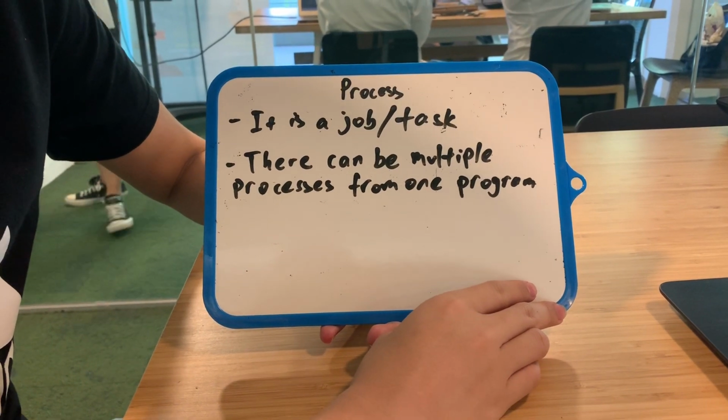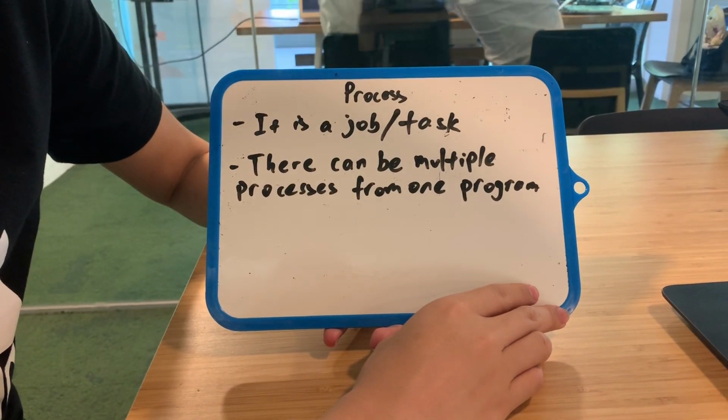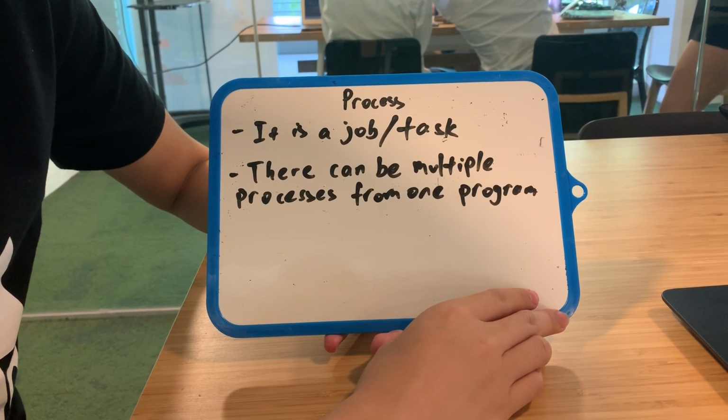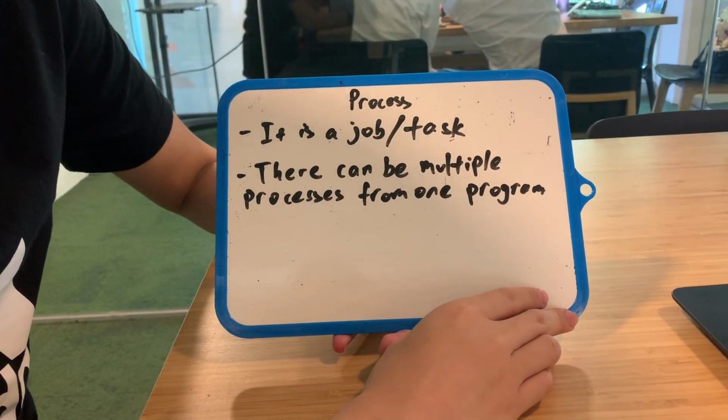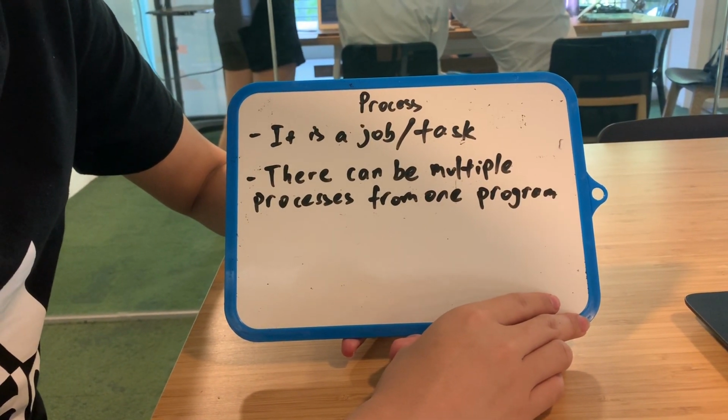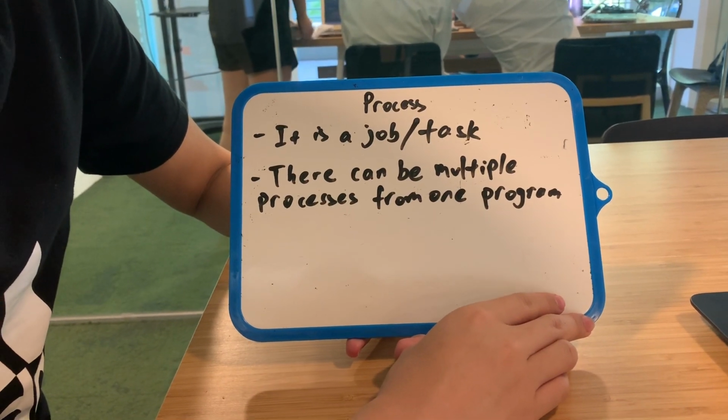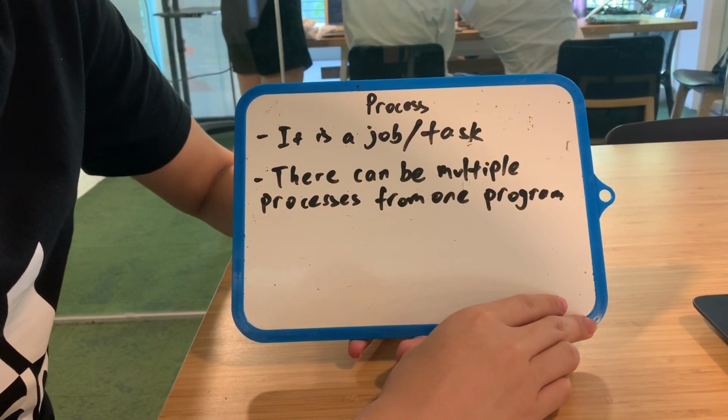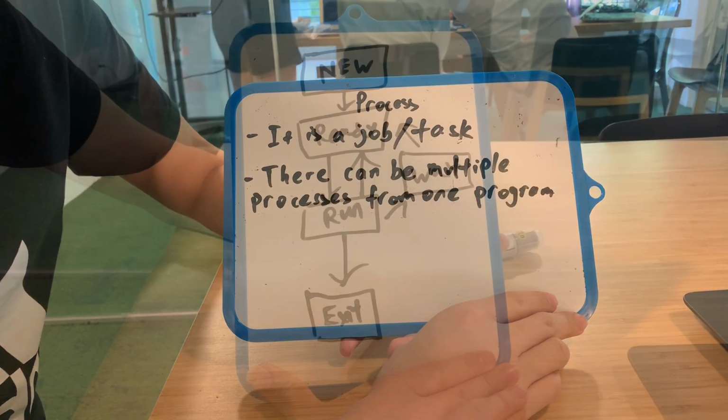So what is a process? A process is a job or task. There can be many processes from a single program, such as Chrome could be executing many times on a given machine. However, the machine must represent each execution as a separate process.